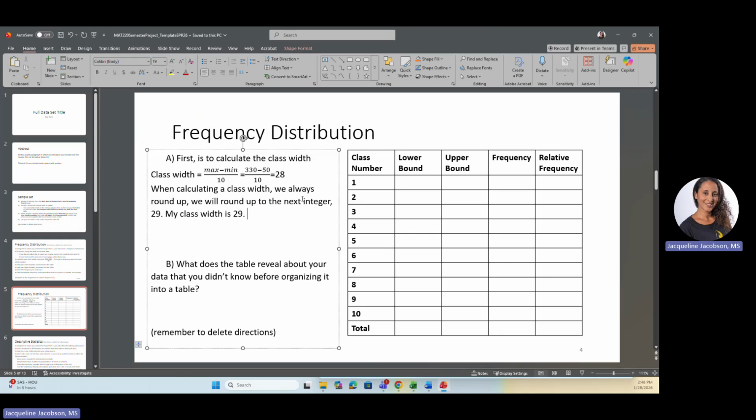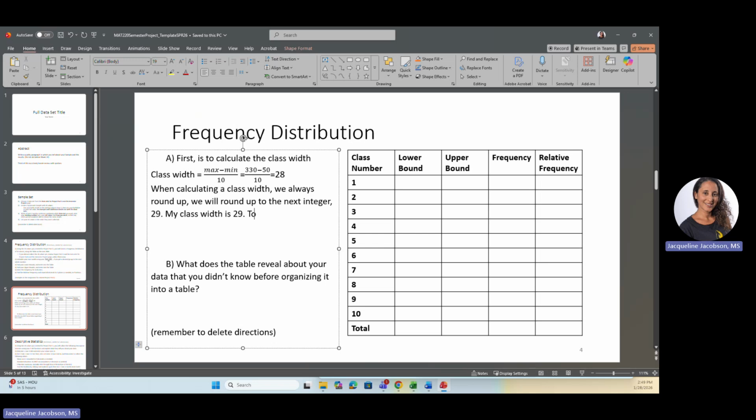So the idea here is to show that you're calculating your class width first. And I want to see that you understand that you know to round up to the next whole number. So I also want to know what your class width is. My class width is, in my case, 29.